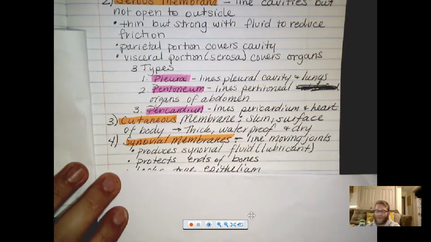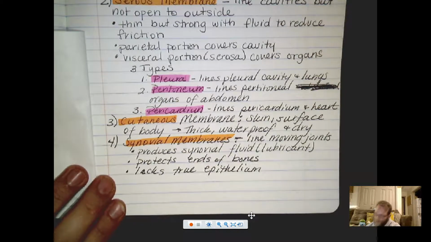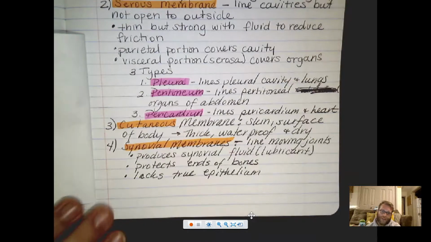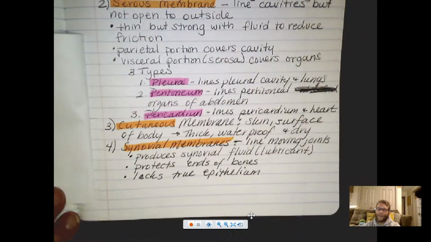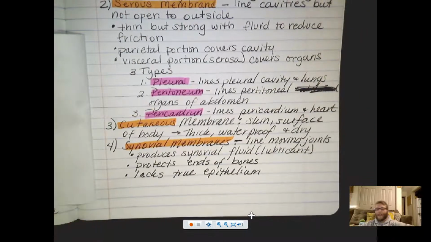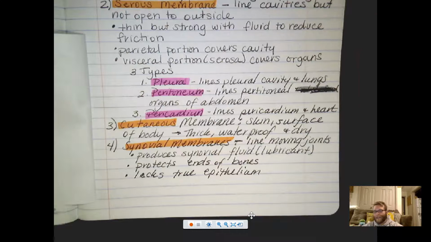Okay, but essentially what this is doing is allowing you to protect the ends of your bone. Okay, so you use the synovial tissue to help make sure that your bones are lubricated, they're not going to be damaging themselves, right, and they're going to be hopefully protected. The other thing that's unique about synovial membranes is they lack really a true layer of epithelium, and we'll look at the diagram to see that.